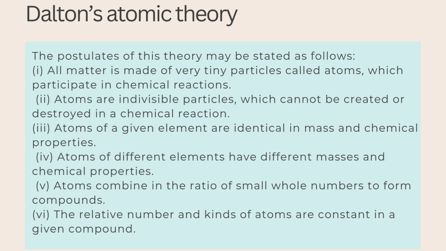Here are some postulates of this theory. First one is all matter is made of very tiny particles called atoms, which participate in chemical reactions. Second one is atoms are invisible particles which cannot be created or destroyed in a chemical reaction. Third one is atoms of a given element are identical in mass and chemical properties. Fourth is atoms of different elements have different masses and chemical properties. Next one is atoms combine in a ratio of small whole numbers to form compounds. Last one is the relative number and kinds of atoms are constant in a given compound.